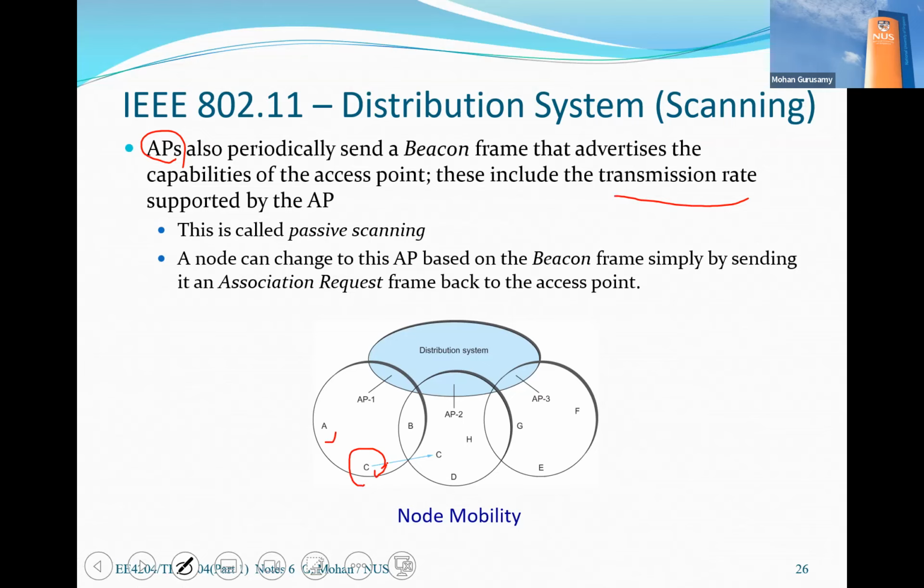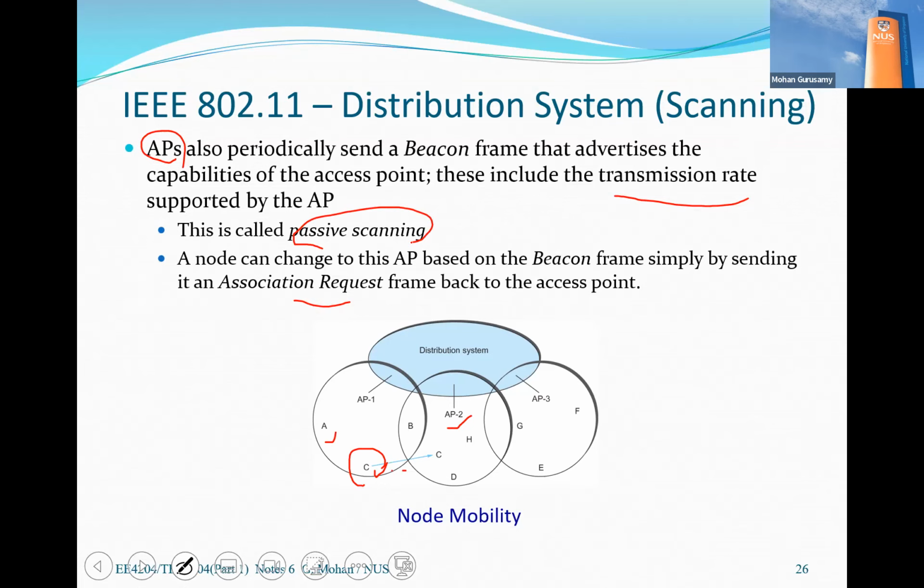And these hosts or nodes can decide to whom they want to associate. Let's say C decides at some point it wants to associate to AP2, then it will send an association request to AP2. And this type of scanning is called passive scanning. It's passive because it is not initiated by the node, it is initiated by the access points.